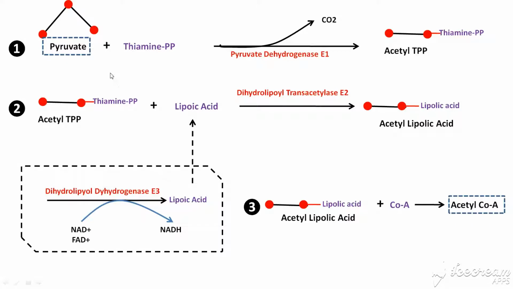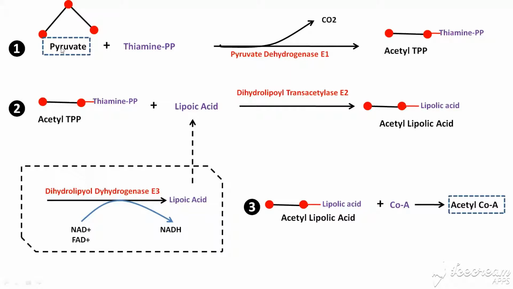Okay, so now we're going to talk about the specific reactions that happen with the pyruvate dehydrogenase complex. Like we said before, the goal of this enzyme is to convert pyruvate into acetyl-CoA that can be used in the TCA cycle. So let's discuss each step in more detail.